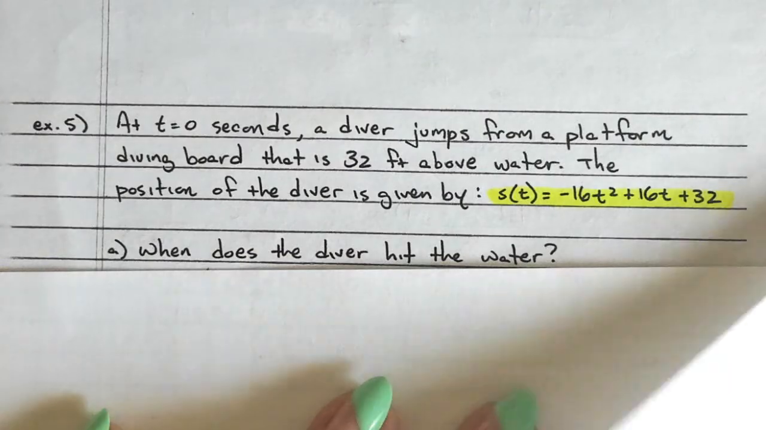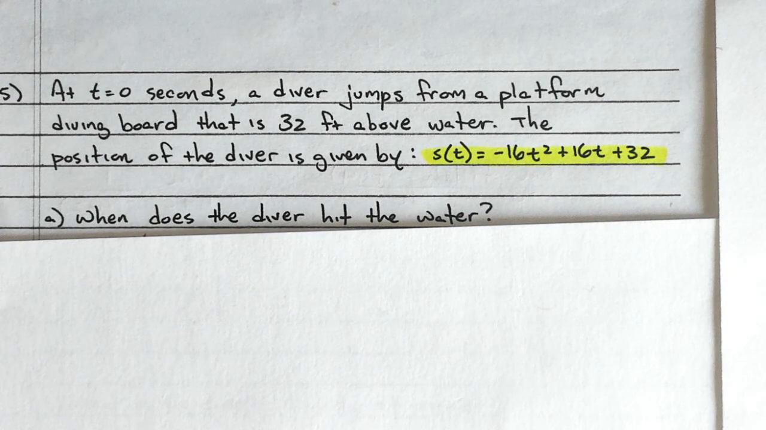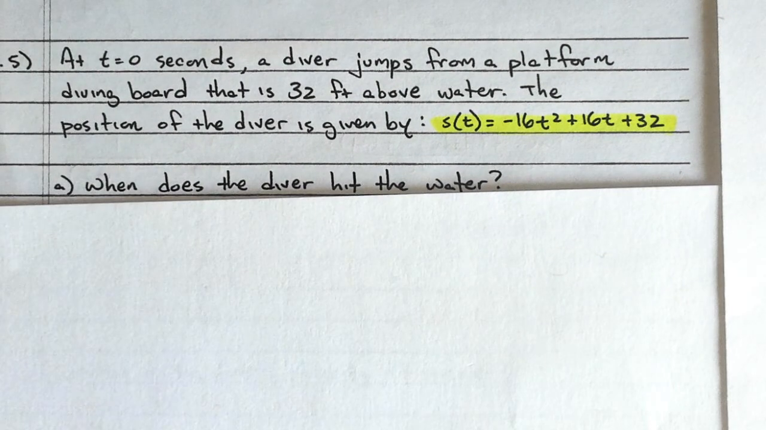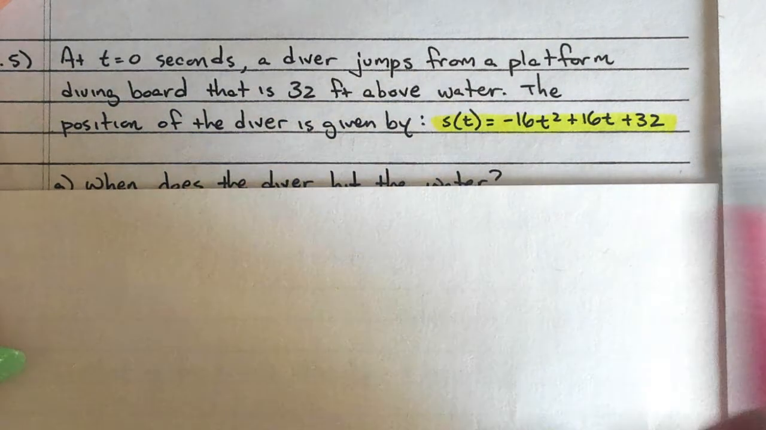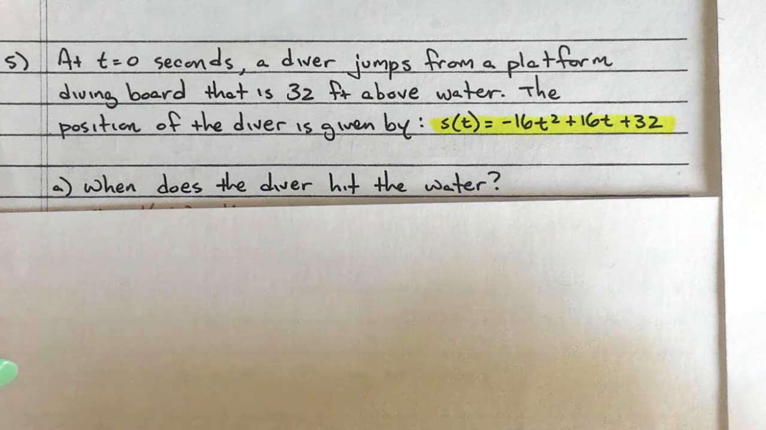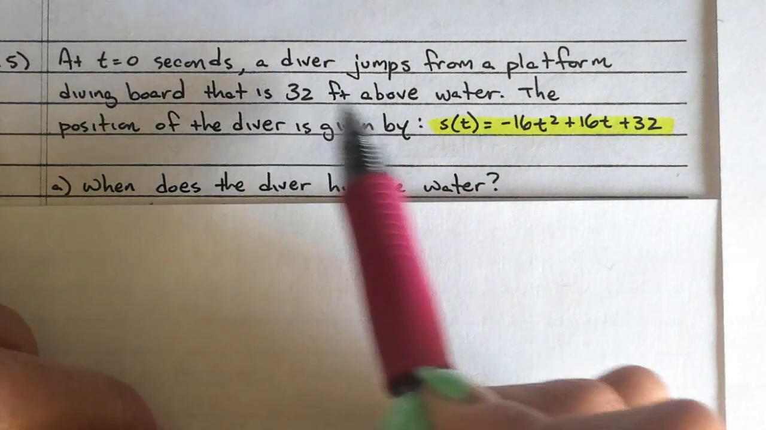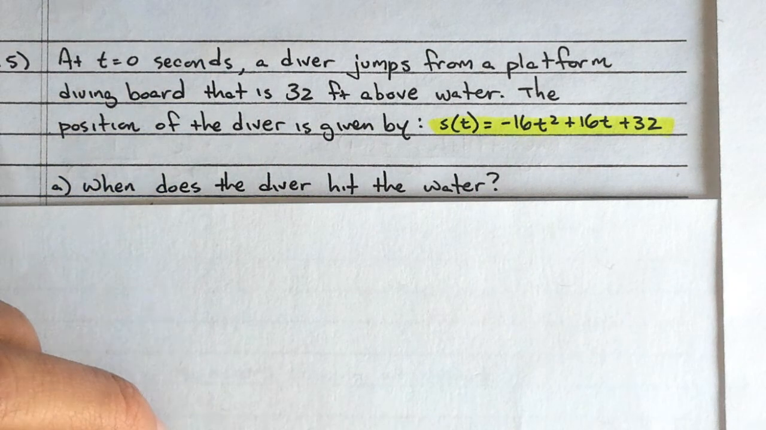So it says at t equals 0 seconds, a diver jumps off of a platform, a diving board that's 32 feet above the water. Okay, so you know what that looks like when a diver is above the water, okay? Find the position of the diver. And then the position is given by, okay? And then you get asked a couple questions. So here's your position. This is all you have to worry about. You don't even have to worry about this original stuff. This tells you feet. It tells you seconds. That's really all I care about.